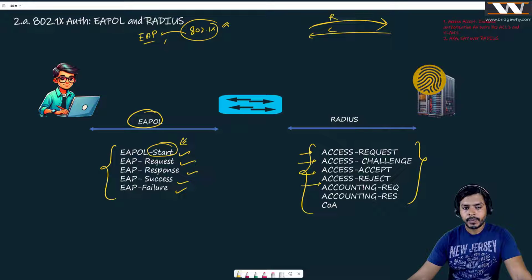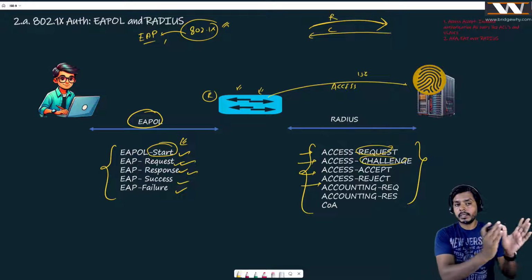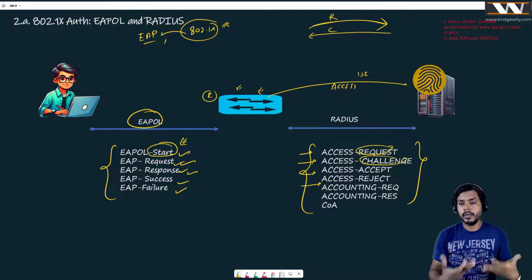So if I talk about RADIUS messages, we have access request, access challenge, access accept, and access reject. Request and challenge are as good as your request and response messages here. For example, if I'm sending my EAP response message, whatever message comes to the switch will go towards Identity Services Engine in the access request form. Why? Because the switch is saying some client is there, and he wants access.